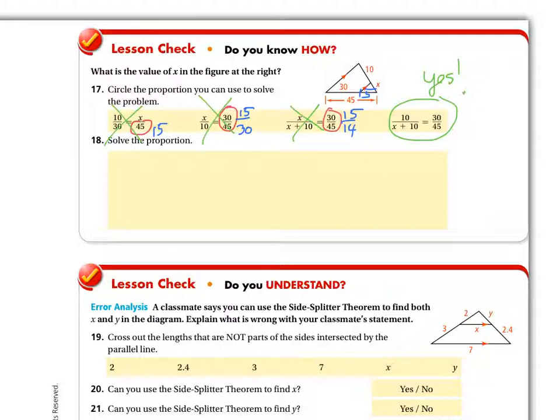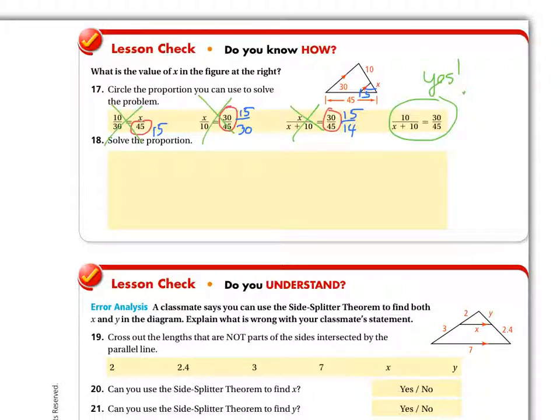So what proportion did you choose? The first, second, third, or fourth? Because I want you to solve the correct proportion before you go on. So you had to have chosen a proportion. Which one? First, second, third, or fourth? Third is not correct. Second is not correct. First is not correct.